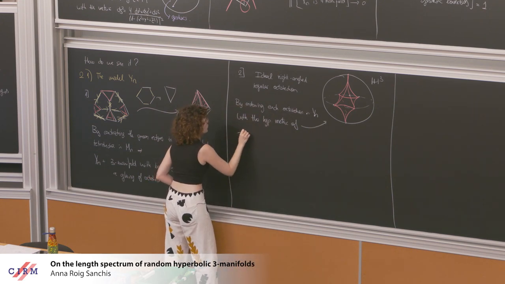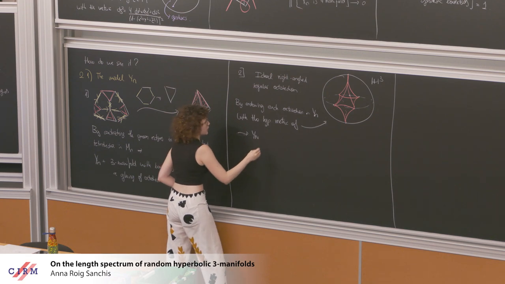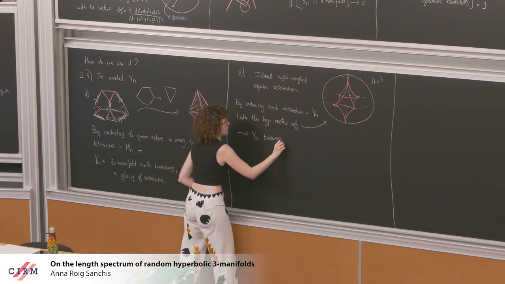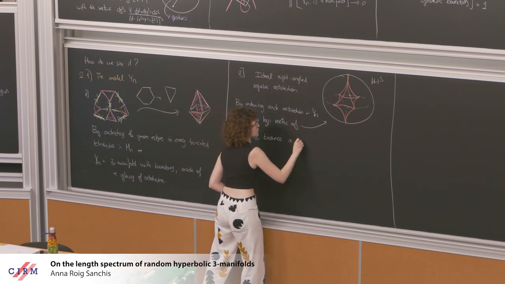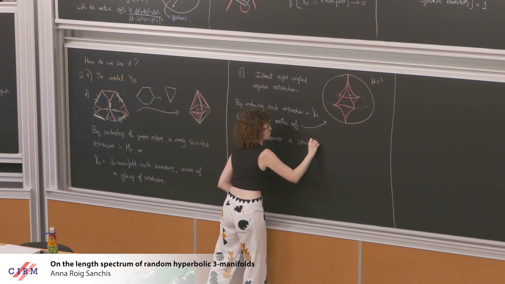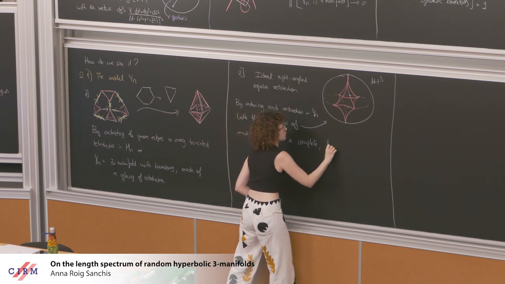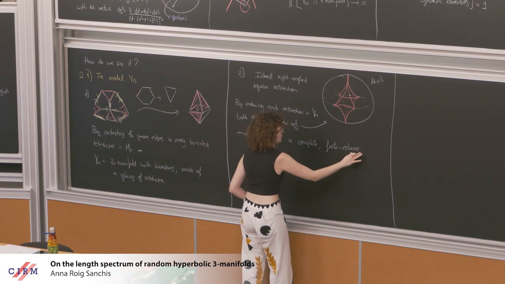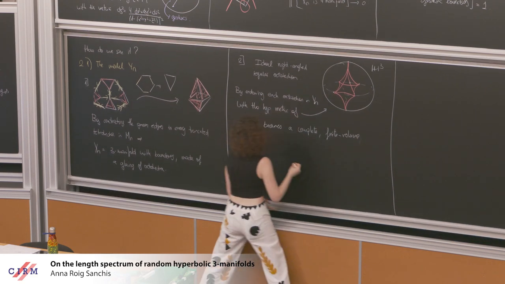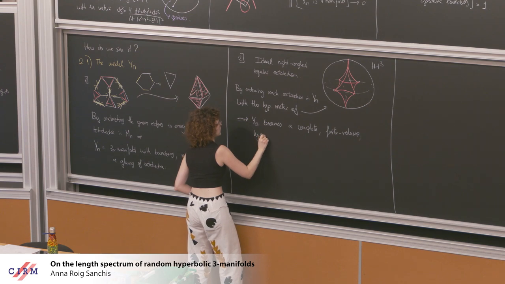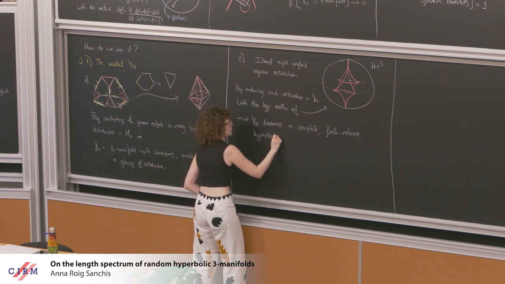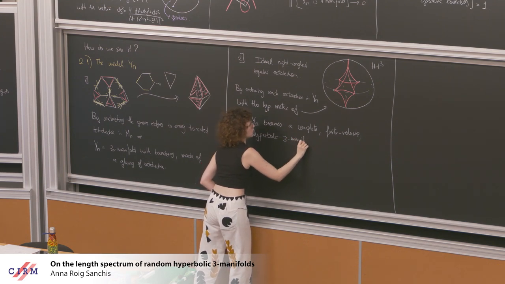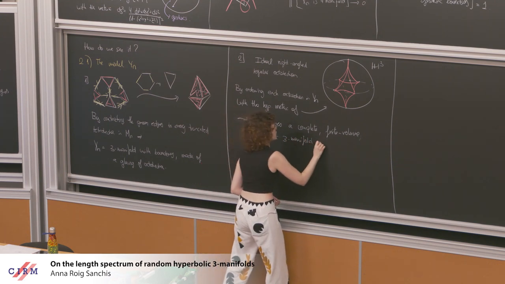What we get is that this Y_n becomes a complete finite volume hyperbolic three-manifold with totally geodesic boundary.